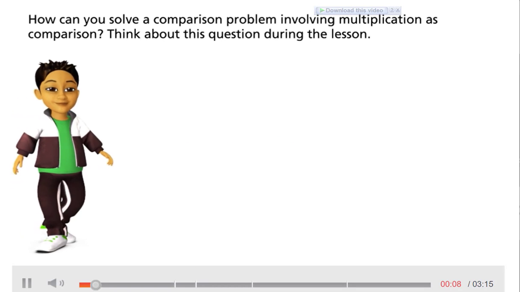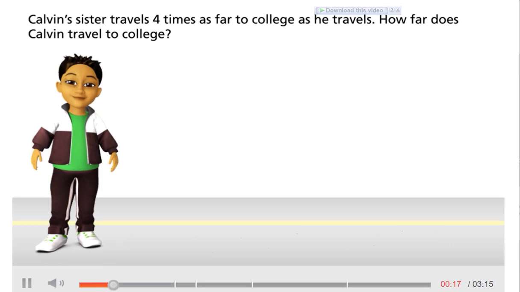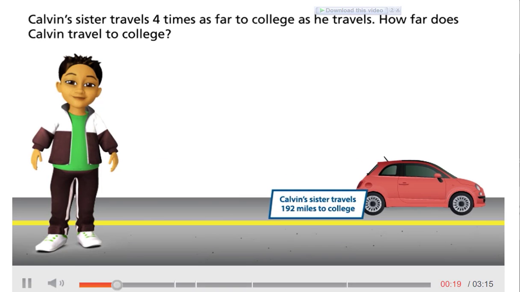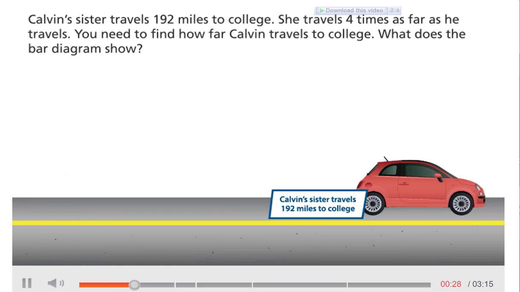How can you solve a comparison problem involving multiplication as comparison? Think about this question during the lesson. Calvin's sister travels 4 times as far to college as he travels. How far does Calvin travel to college? Calvin's sister travels 192 miles to college. She travels 4 times as far as he travels. You need to find how far Calvin travels to college.